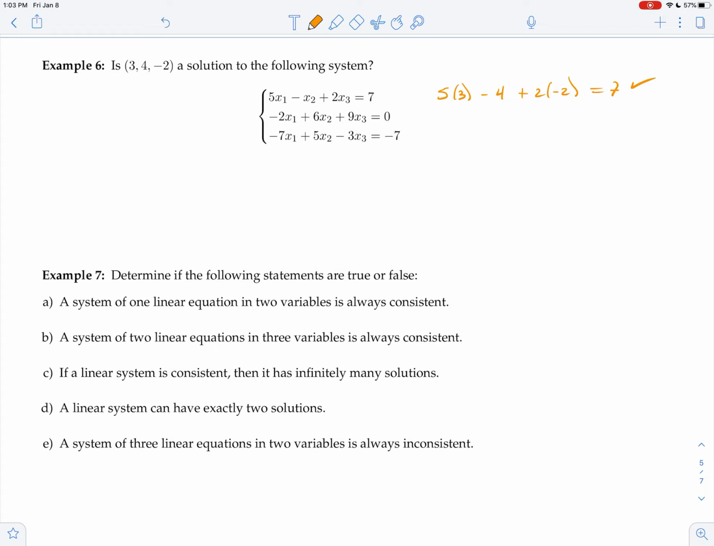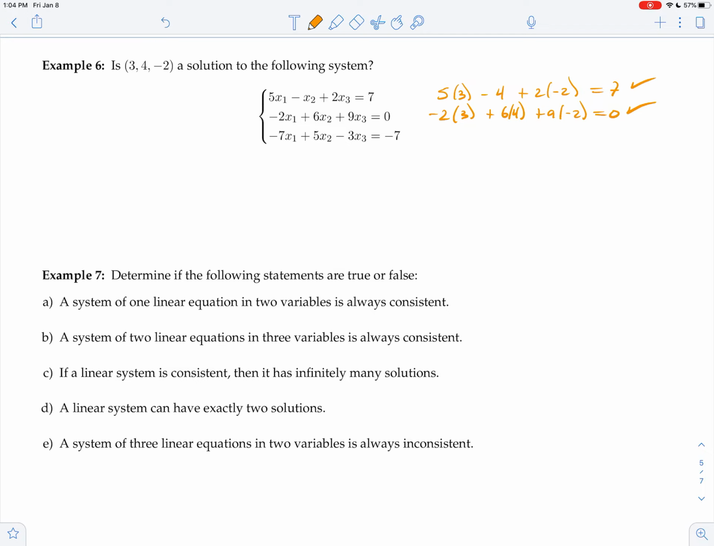Second, I plug it into the next one, and I get minus 2 times 3, plus 6 times 4, plus 9 times minus 2, and the claim is if this works, this should be 0. Well, it is. You can see you've got a minus 6 and a minus 18 is minus 24. This is 0. It works.